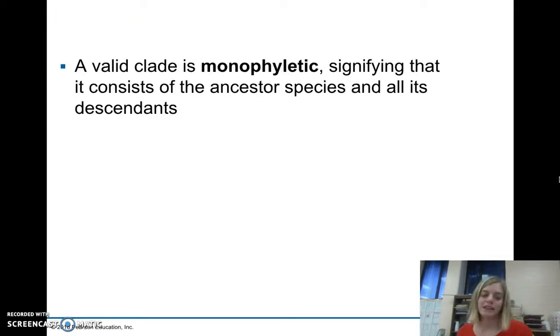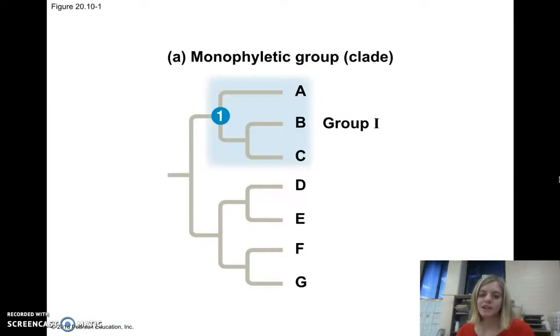The valid clade is a monophyletic group. So mono meaning one. This is a group that consists of an ancestor species and all of its descendants. So if you take a look at this picture, Group 1 represents a monophyletic group because we have the ancestral species, which is whatever species this was, and then all of its descendants: taxa A, taxa B, and taxa C. You can see their most common ancestor was this one singular organism.